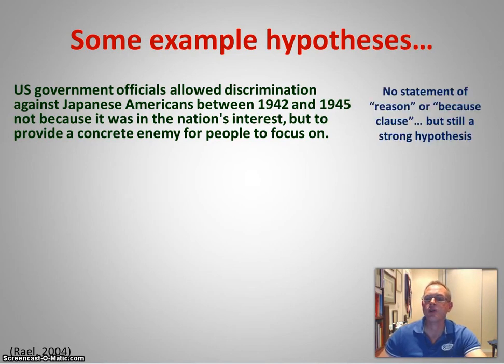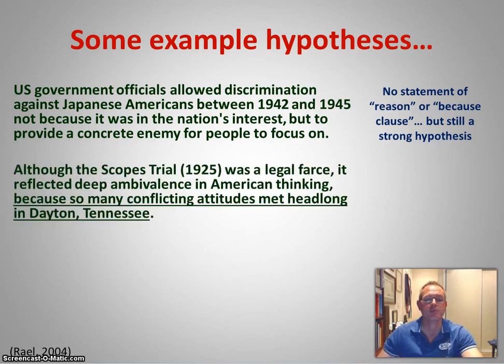Now, it's interesting to note that this hypothesis doesn't have a because clause. It doesn't contain a reason. It doesn't say why US government officials allowed discrimination. To some extent it does, but it doesn't have the word because. Let's have a look at this second hypothesis. Although the Scopes trial, 1925, was a legal farce, it reflected deep ambivalence in American thinking because so many conflicting attitudes met headlong in Dayton, Tennessee.